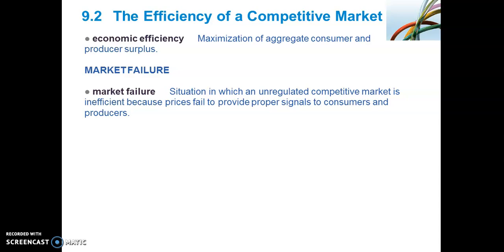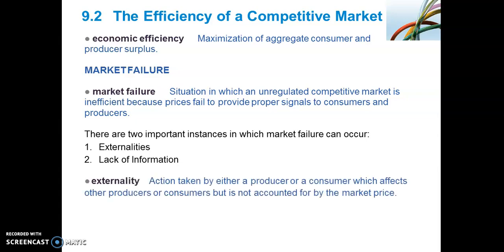And there are two instances of market failures that are important for you to note. Those are externalities and a lack of information. Now, in terms of externalities, an externality is an action taken by either a producer or a consumer which affects other producers or consumers, but it's not accounted for by the market price. If you do public economics, which was a second year course but is now a third year course, you will learn about positive and negative externalities.